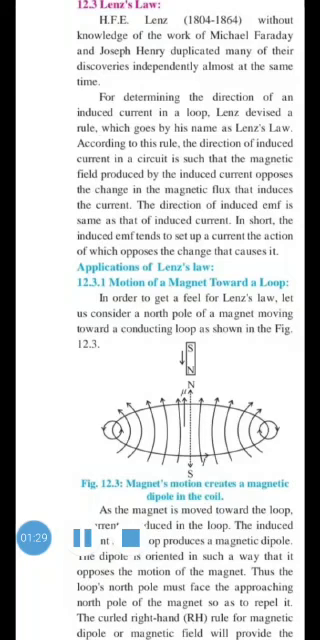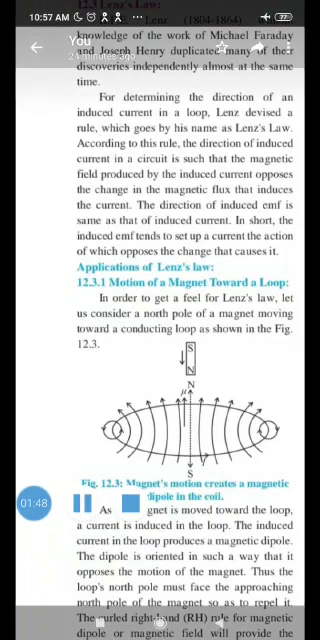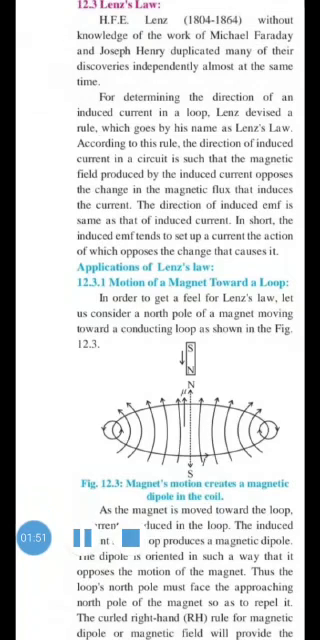The direction of induced EMF is the same as that of the induced current. In short, we say that induced EMF tends to set up a current, the action of which opposes the change that produces it. Therefore, this law gives the direction of induced current and induced EMF. Along with Faraday's first and second laws, Lenz's law, these three laws are nothing but the laws of electromagnetic induction.